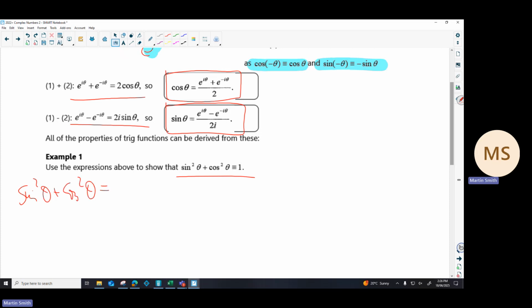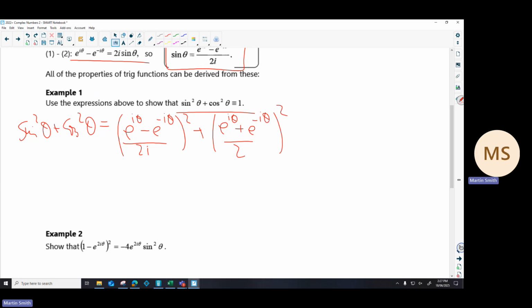So what I know is that sine squared theta plus cos squared theta, by the way, this is going to feel very much like how we prove hyperbolic identities, is e to the i theta minus e to the minus i theta all over 2i, squared. That's what my sine theta is. Add my cos theta, which is e to the i theta plus e to the minus i theta over 2, squared.